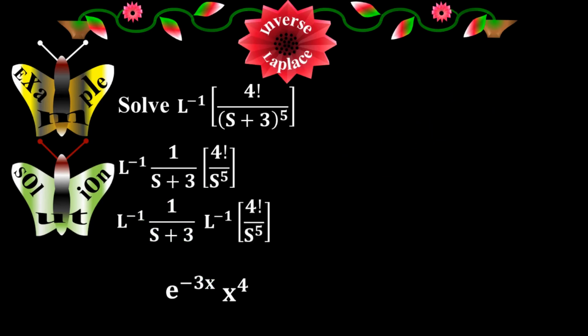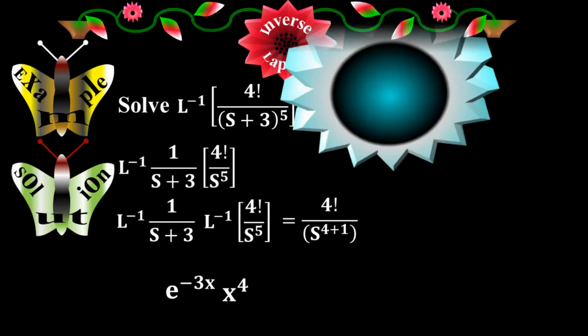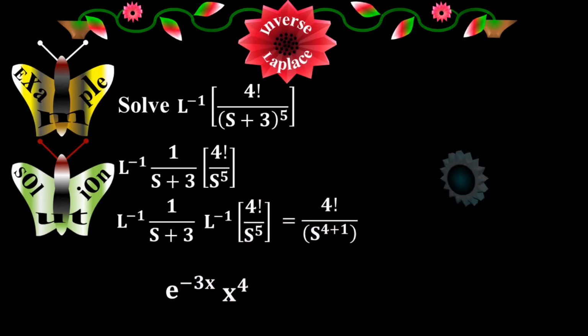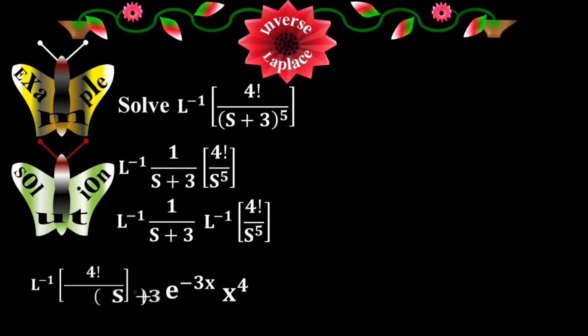4 factorial over s to the 5 is actually 4 factorial over s to the 4 plus 1. If I apply the first elementary condition here, which is Laplace of x to the n equals n factorial over s to the n plus 1, the value of n is 4 here. That's how I got 4 factorial over s to the 5. So this is my final answer.